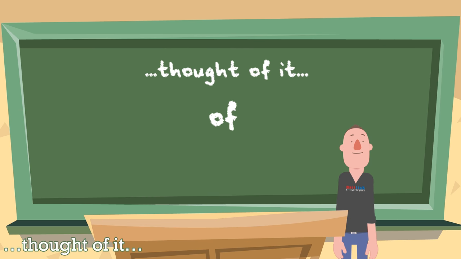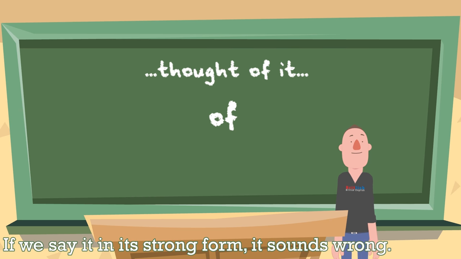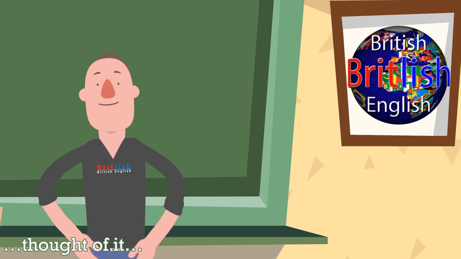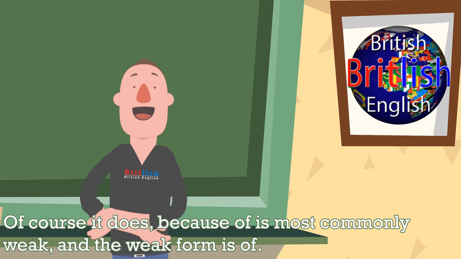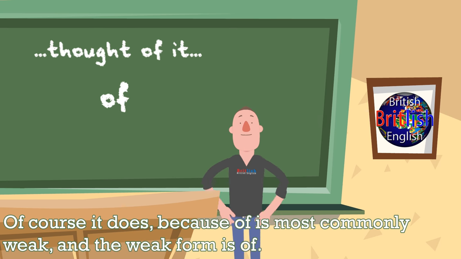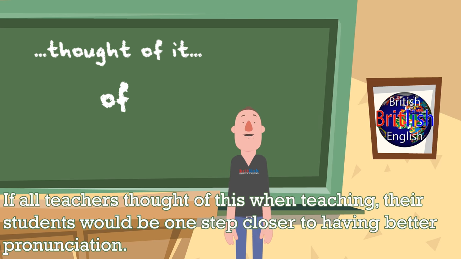Thought of it. This is because it's in a weak stress position. If we say it in its strong form, it sounds wrong. Thought of it. Of course it does, because "of" is most commonly weak, and the weak form is "əv". If all teachers thought of this when teaching, their students would be one step closer to having better pronunciation.